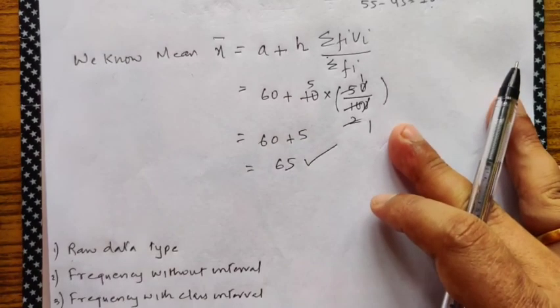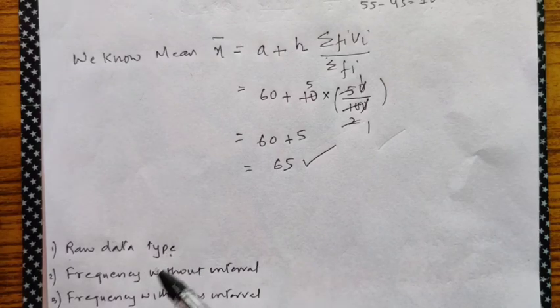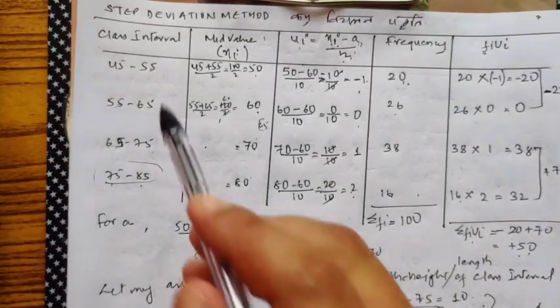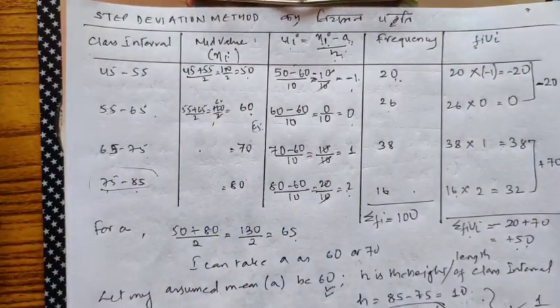Again, look here, these are the varieties. Firstly, raw data type. Secondly, frequency without interval. Thirdly, frequency with class interval. This is what we have done, frequency with class interval. And these frequencies are called exclusive frequency, or you can say ready-made, in order to understand, because the next video will be on inclusive interval.